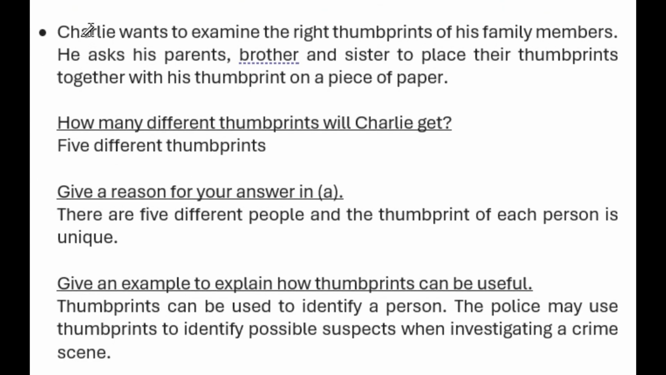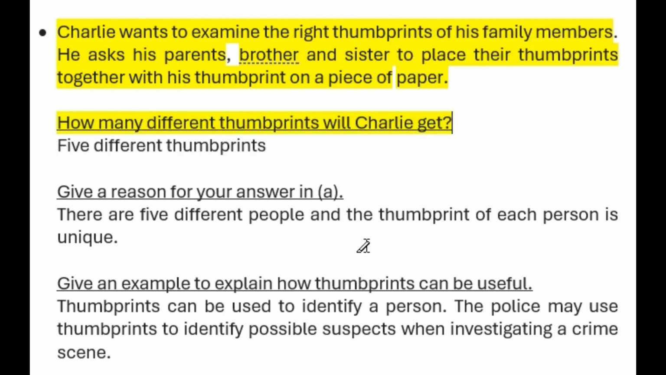Charlie wants to examine the right thumbprints of his family members. He asks his parents, brother, and sister to place their thumbprints together with his thumbprint on a piece of paper. How many different thumbprints will Charlie get? 5 different thumbprints. Give a reason for your answer in A. There are 5 different people and the thumbprint of each person is unique.